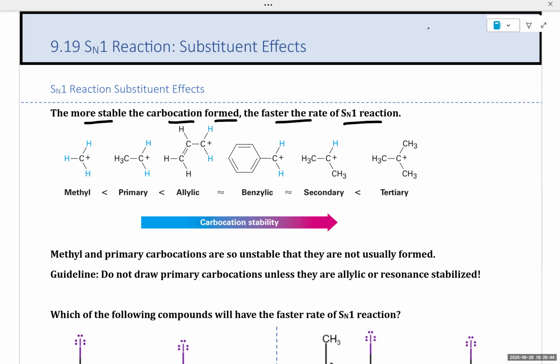The other thing I'd like to note is that allylic and benzylic substrates have relatively fast rates of SN1 reaction because you generate a highly stabilized carbocation. So one thing I'd like you to always keep in mind is methyl and primary carbocations are so unstable that they are not usually formed. Please do not draw primary carbocations unless they're allylic or resonance stabilized.